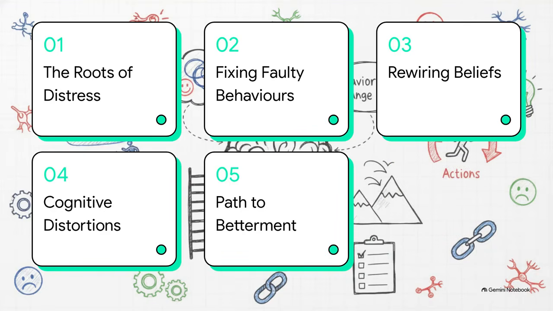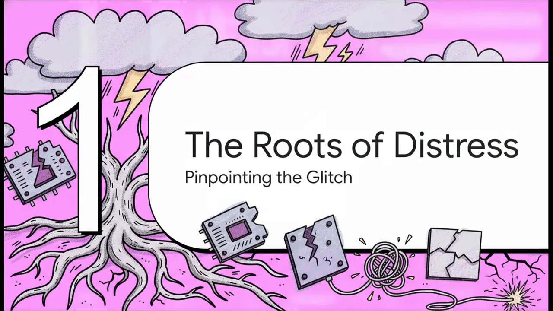So here is our roadmap for today's journey. 1. The roots of distress. 2. Fixing faulty behaviors. 3. Rewiring irrational beliefs. 4. Overcoming cognitive distortions. And finally, 5. The path to betterment. Starting with Section 1, the roots of distress, pinpointing the glitch.